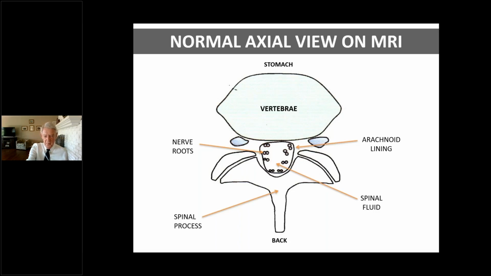Here's your big vertebra, your big bone. Here's your spinal processes. That's the thing you feel when you rub up and down your spine. And in the middle is the spinal canal. Now, the good Lord puts it inside these bony structures because it's too valuable. He or she wanted us to have a very protected spinal canal.